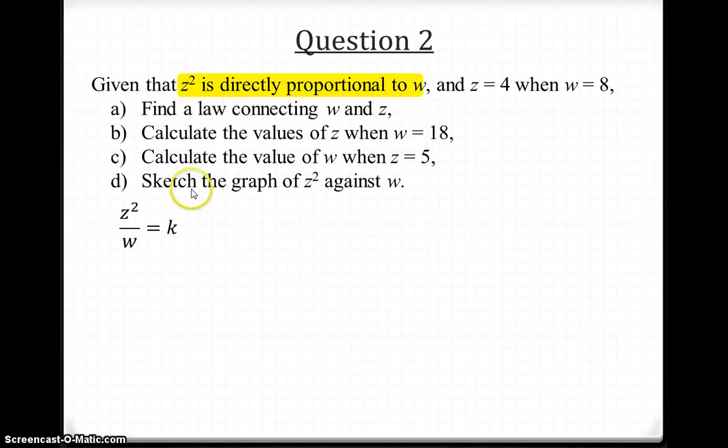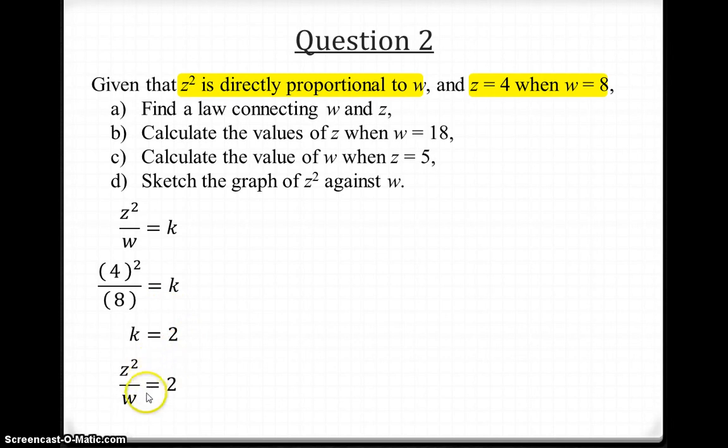So if you write it down, we have z squared over w is equal to k. We need to find what's the value of k and rewrite the equation again. So substitute the value in. We have 4 squared divided by 8. So your k will be equal to 2. Rewrite the equation: z squared over w is equal to 2.